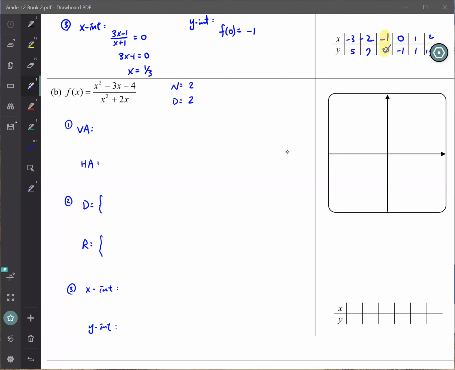For horizontal asymptote, you can do whatever way you like, okay? You either follow the rules or you could sub in a big number, right? Subbing in 1,000.